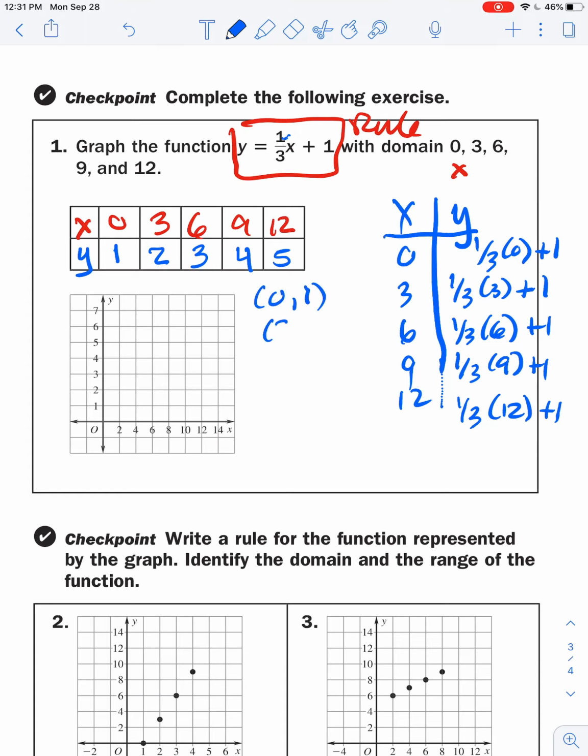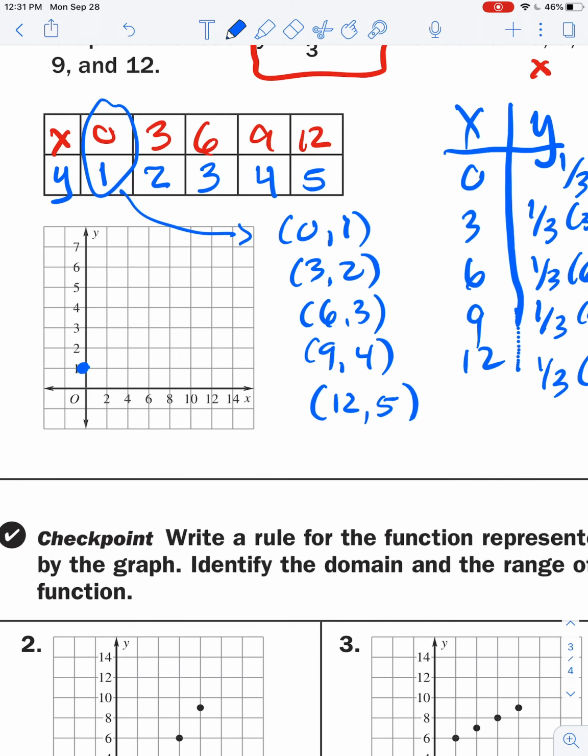So to plot my points now, I'm going to use these as (0, 1), (3, 2), (6, 3), (9, 4), (12, 5). And I'm not doing anything differently. I'm just writing them out in a different way that might look a little more familiar. So if I go here, 0 and then up 1, here I'm supposed to go over 3. This is tricky because it's counting by 2's. So 3 is going to be in the middle here, and then I go up 2 from there for this point. Here, I go over to 6 on the input, up 1, 2, 3.